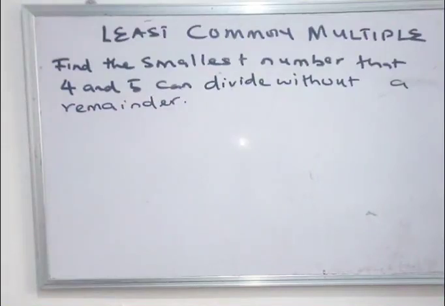Find the smallest number that 4 and 5 can divide without the remainder. To do this, you first of all need to understand the concept of lowest common multiple or least common multiple. This video will break down two very easy methods of dealing with word problems involving LCM.